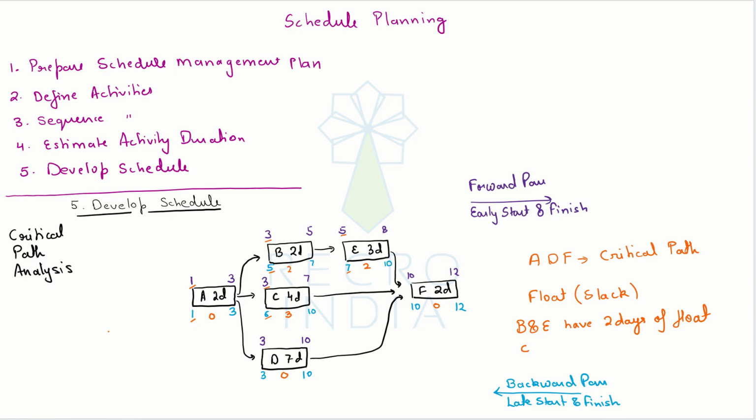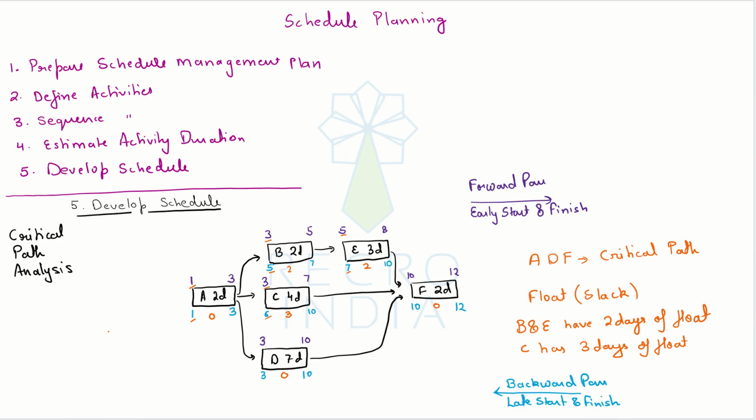Whereas C is connected to the critical path activities. So the extra time which is available is only and only for C. So C has 3 days of float that we can delay it by without creating any impact on my project timelines.